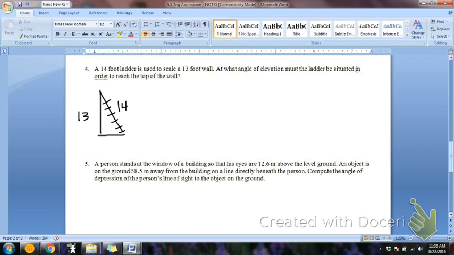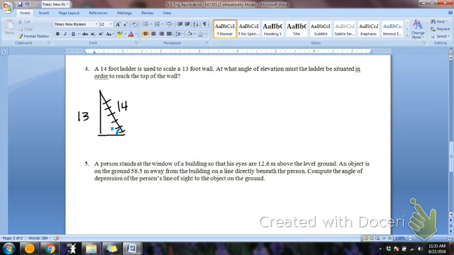What is the angle of elevation? Here's a hint. Whether it says angle of elevation or angle of depression, you need to hear this clearly. Whether it says angle of elevation or angle of depression, you are always talking about this angle down here. Always. Okay, so the angle down there in the bottom. That's the angle that we want to figure out. So I'm going to put an X there.